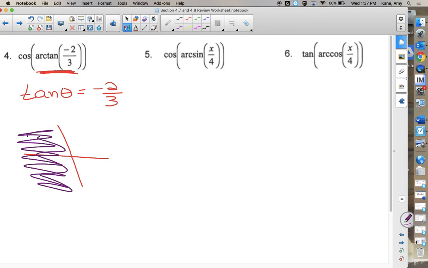If I was drawing a triangle, Maggie, would I draw it in the first or the fourth quadrant for tangent if it's negative? The fourth. So draw myself a little triangle. And Maggie, labeling the triangle with tangent, what are the 2 sides? Opposite and adjacent. Yeah, opposite -2, adjacent 3. And then to get the hypotenuse, wonderful Pythagorean theorem. So 3 squared is 9, 2 squared is 4, which gives us the square root of 13.